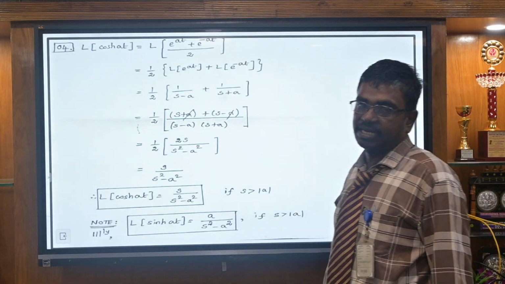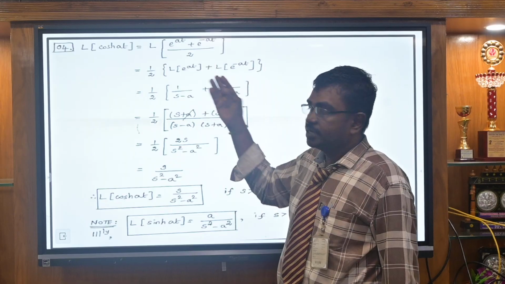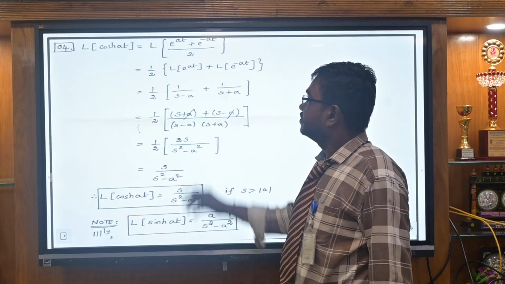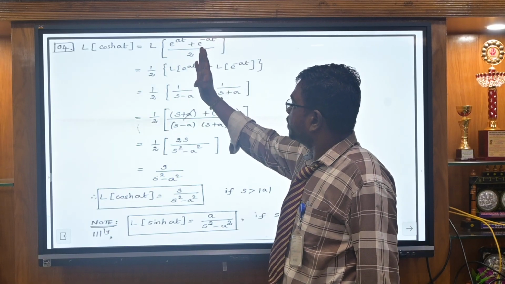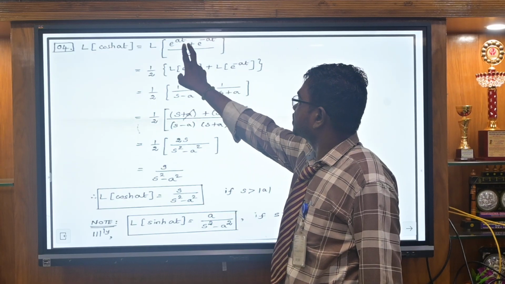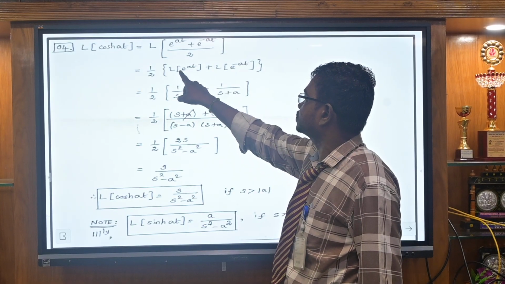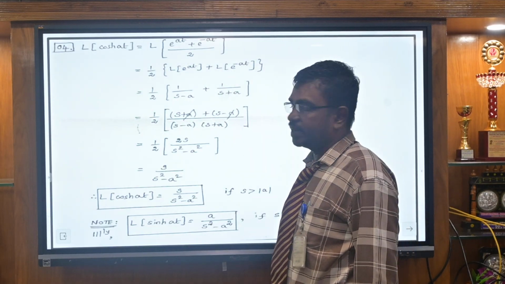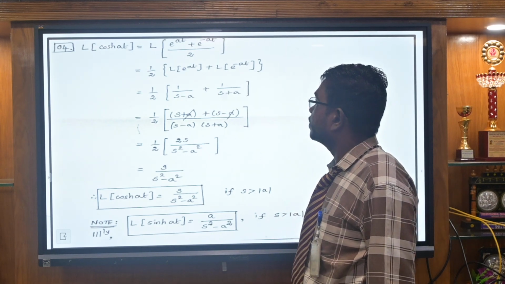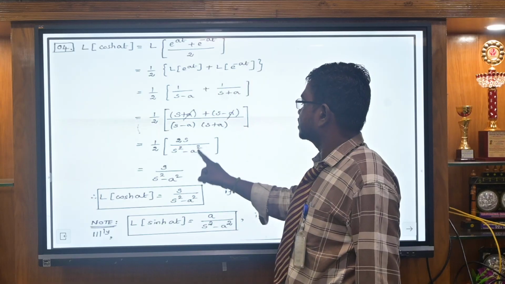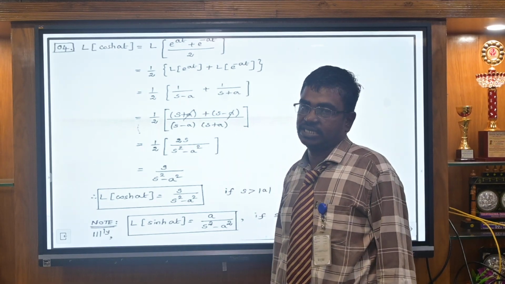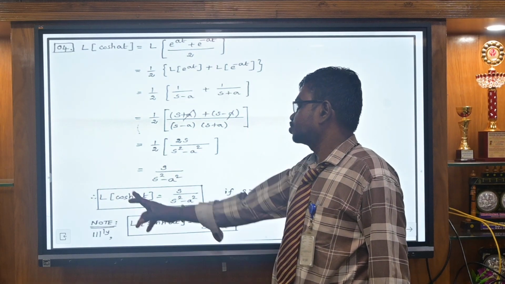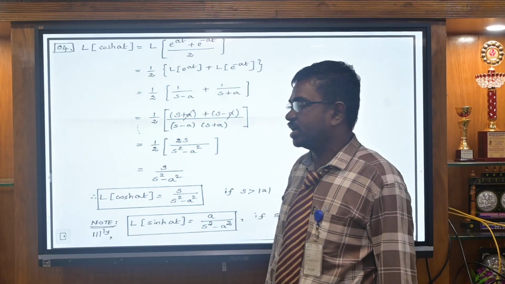L of cos hyperbolic at. Cos at means the real part of e power iat, but the cos hyperbolic at formula is e power at plus e power minus at by 2. We use the linear operator method. So 1 by 2 is a constant taken outside, and the function we can separate because Laplace transform is linear. So L of e power at plus L of e power minus at. L of e power at is 1 by s minus a plus L of e power minus at is 1 by s plus a. After simplification, we get 2s by s square minus a square. The 2 cancels. Then finally s by s square minus a square. So L of cos hyperbolic at is s by s square minus a square.